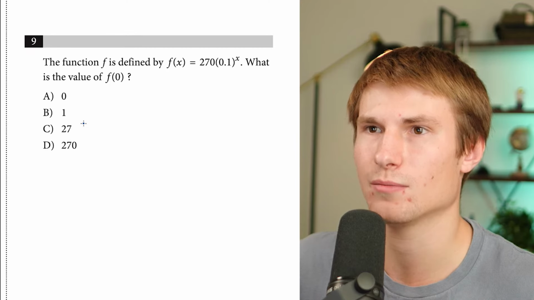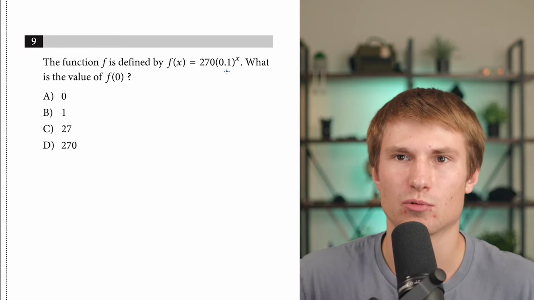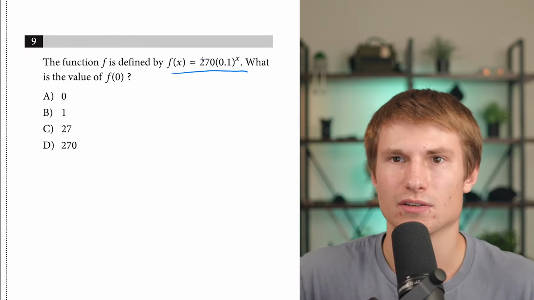Function f is defined by f of x equals 270 times 0.1 to the power of x. This is obviously going to be a decreasing exponential. What is the value of f of 0? Plug in 0 for x. 0.1 raised to the power of 0 is equal to 1. So you're going to end up with 270 times 1. That will just equal 270. And your answer's got to be answer choice D. We can go and move on to question number 10.